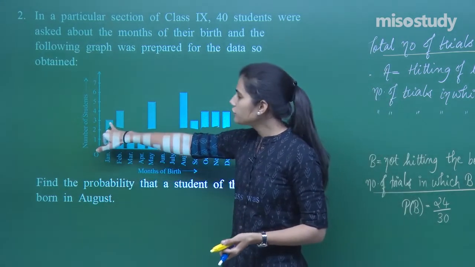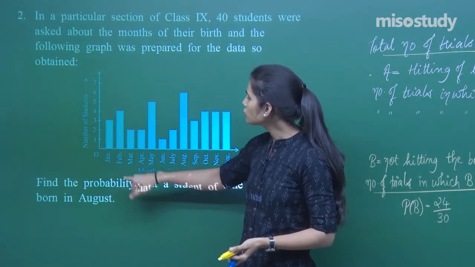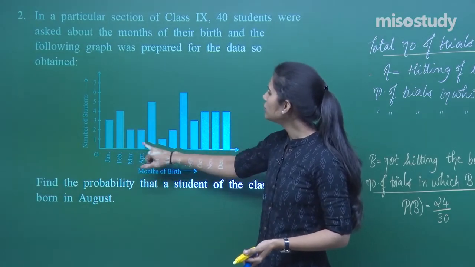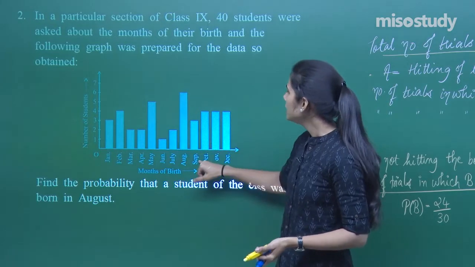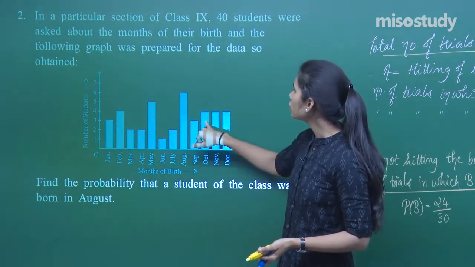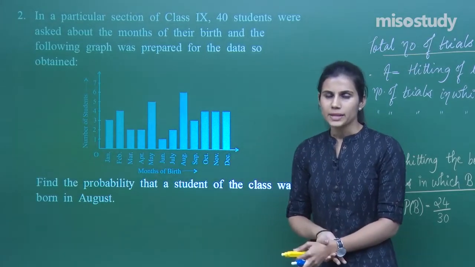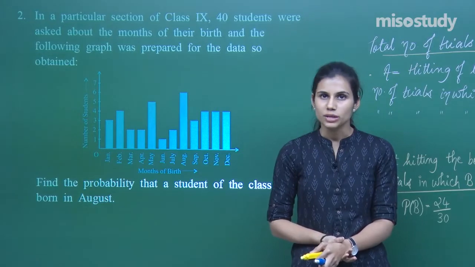In January, 3 students are born. In February, 4 students. In March, 2 students. In April, also 2 students. In May, 5 students. In June, 1 student. In July, 2 students are born. In August, 6 students are born. In September, 3 students. In October, 4 students. In November, also 4. And in December, also 4 students. That's how the data was collected about the months in which these 40 students individually were born.